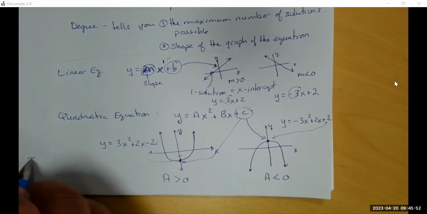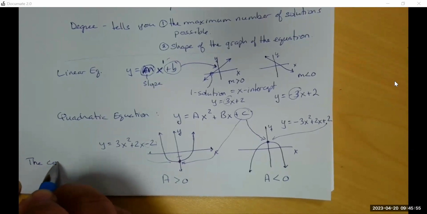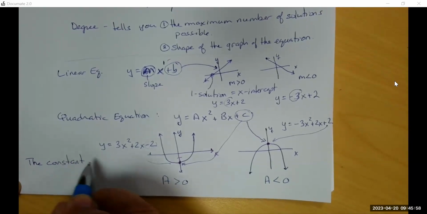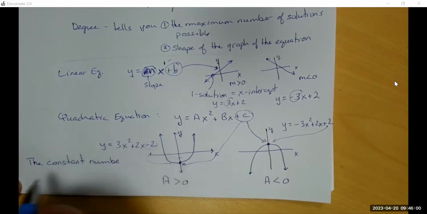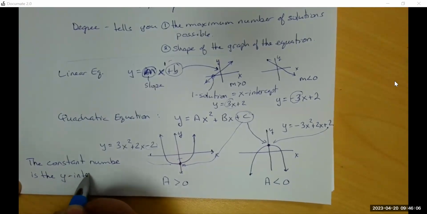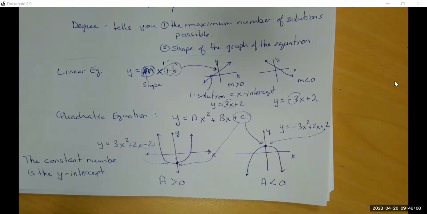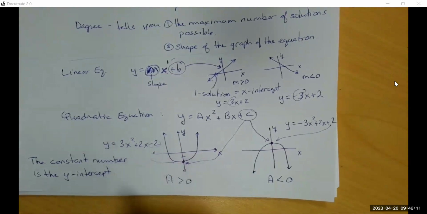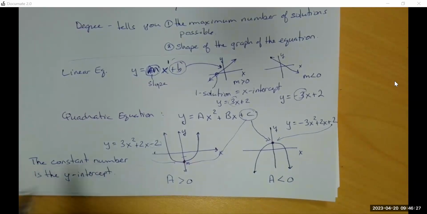So the constant number is the y-intercept. Just by looking at the equation, you can tell me where it crosses the y-axis. In other words, when I say constant number, there's no letter after it. It's just a number by itself.